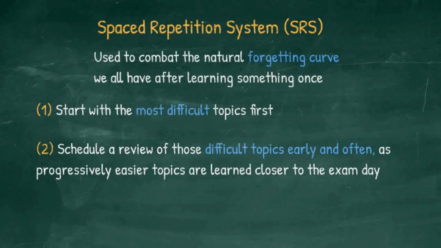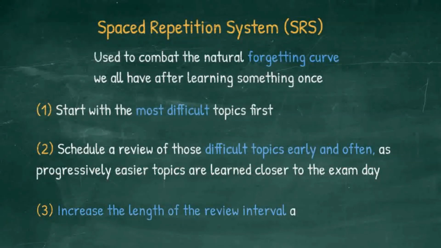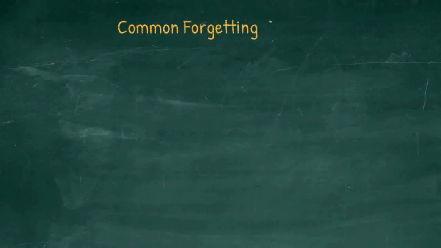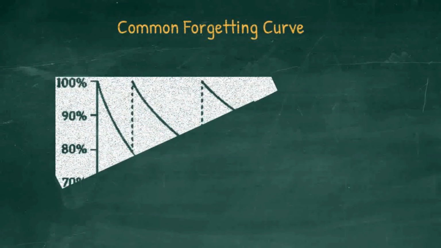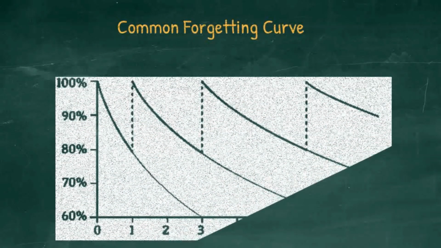We have a scheduled review of these difficult topics early and often, and we get progressively easier as we get closer to exam day. We also increase the length of review intervals between each repetition. So when you first learn something difficult, you're going to review it shortly after, and then the time in between review gets longer and longer.